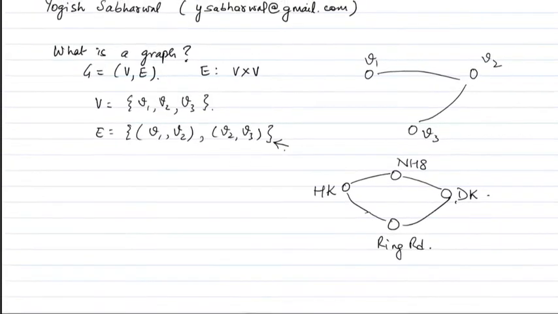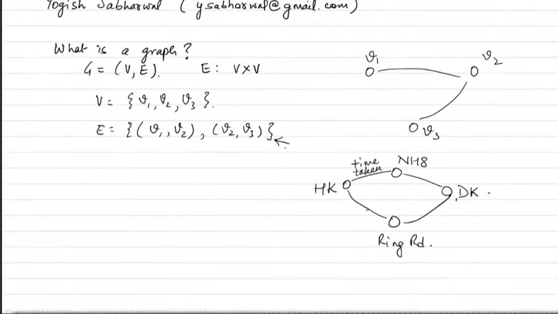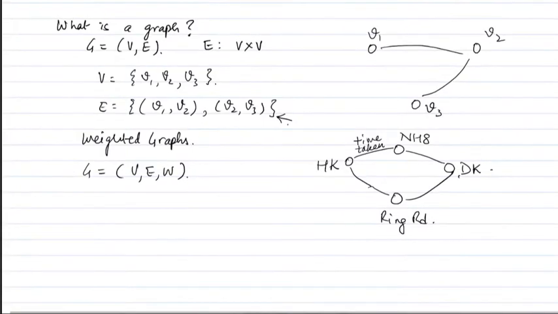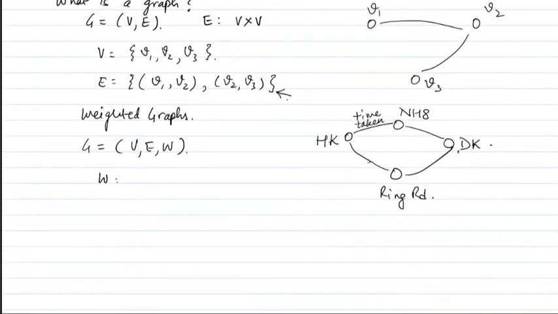Typically, what you would have on this is some notion of either the time taken or the distance on these edges. There would be some value associated with each edge. So such graphs are weighted graphs. A weighted graph is typically denoted as V, E, W, where W is the weight function. W is basically a function from E to R. So it could be distances, it could be time, and so on.